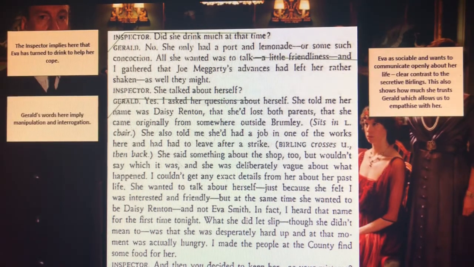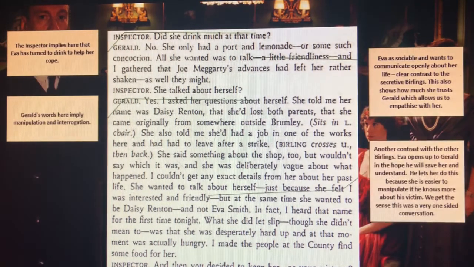Gerald's words here imply manipulation and indeed interrogation. Another contrast with the other Burlings. She was interested and she felt Gerald was interested and friendly. Eva opens up to Gerald in the hope he will save her and understand. He lets her do this because she is easier to manipulate if he knows more about his victim.